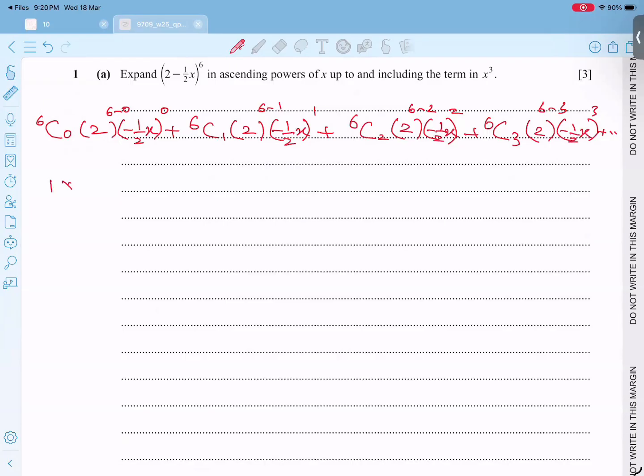Now 6C0 is 1, so 2 to the power 6 is 64, and something to the power 0 is 1. 6C1 is 6, and 2 to the power 5 is 32, and negative half x. 6C2 is, I think, 15, and 2 to the power 4 is 16 as well. 6C3, let me check in the calculator. It is 20. So this turns out to be 104 x to the power 2.